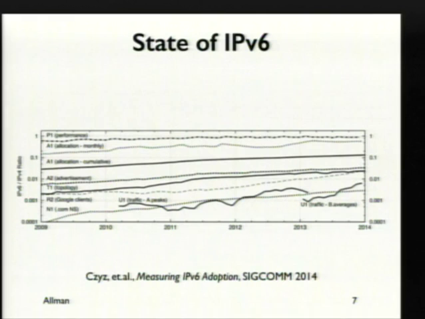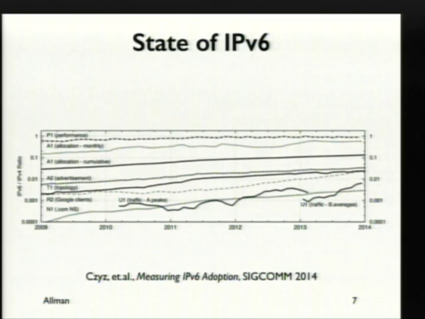This is a plot from a paper we wrote a couple years ago. You don't have to understand a lot about this plot, but this is looking at IPv6 adoption using a bunch of different metrics, whether they're address allocation, advertisement in the routing tables, actual usage, whatever. And the point of this plot is the lines are going up and to the right. And that means IPv6 is getting adopted. This is a five-year time span on the x-axis.